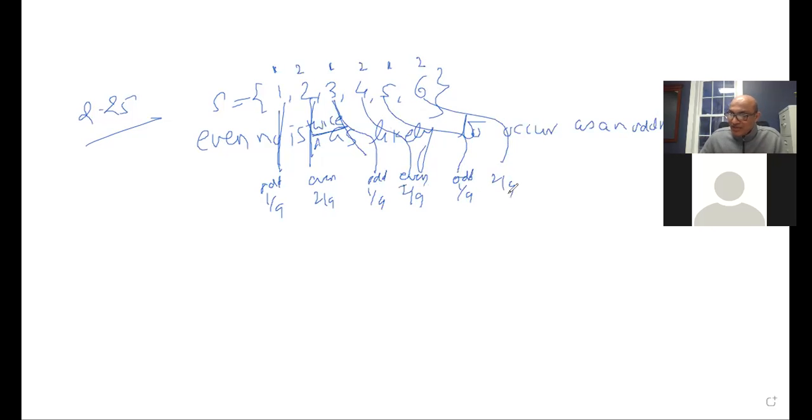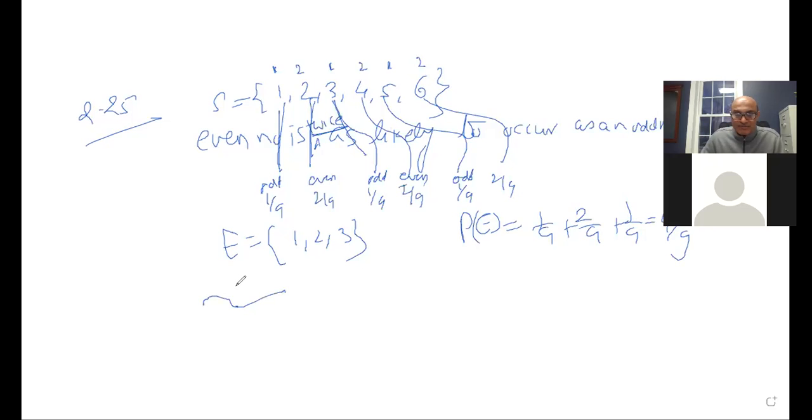That is the probability. Now, suppose I have one set E equal to 1, 2, and 3. So what is the probability of E? Probability of E is equal to, look here, 1 has probability 1/9, 2 has probability 2 over 9, 3 has probability 1 over 9. So that is equal to 4 over 9. Right, guys?